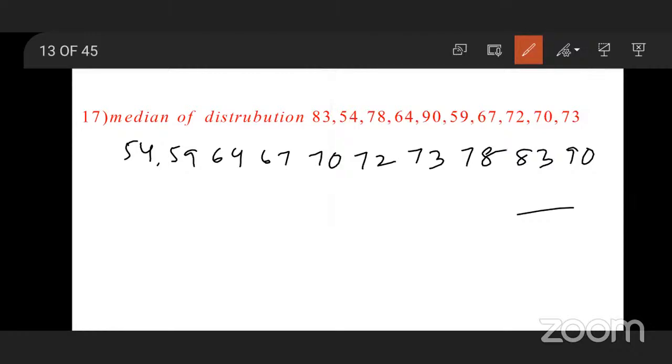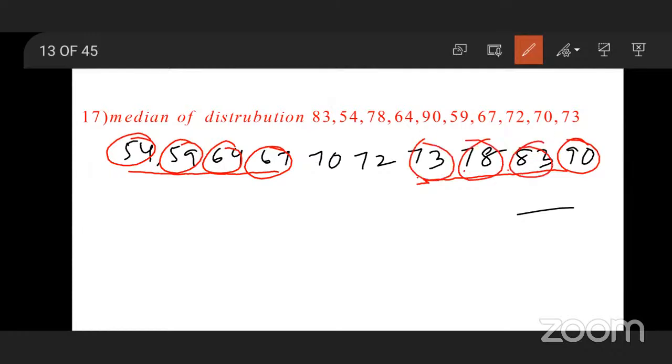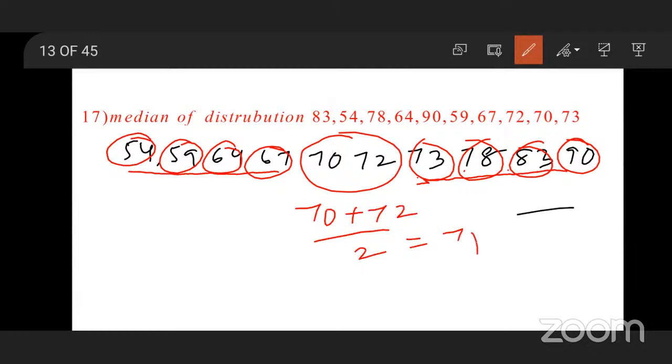What are the exact middle values here? Counting 4 values from the left and 4 values from the right, the middle values are 70 and 72. Since it is an even number of values, I take the two middle values and average them: 70 plus 72 divided by 2 is equal to 71. 71 is the median of the given problem.